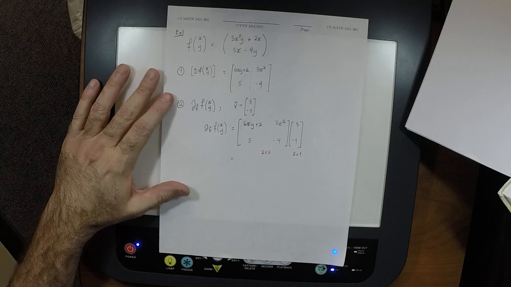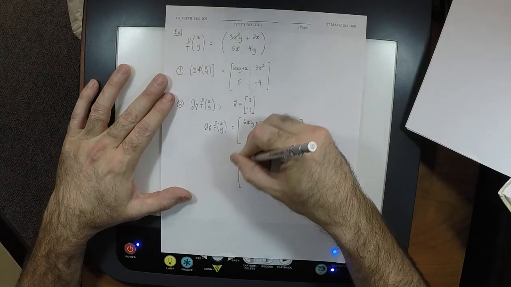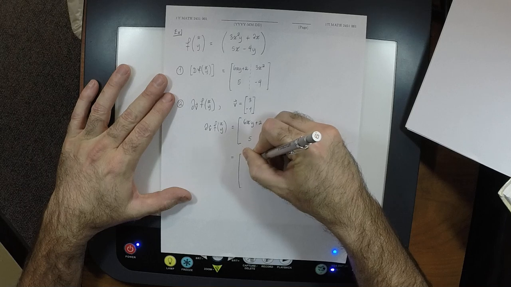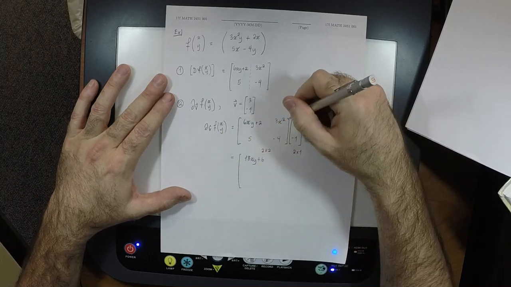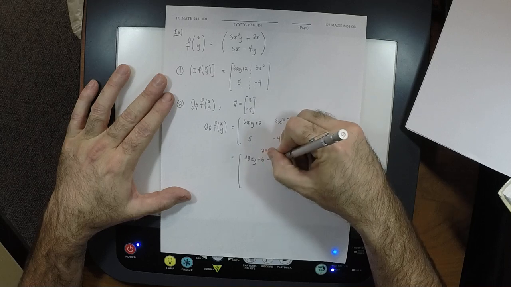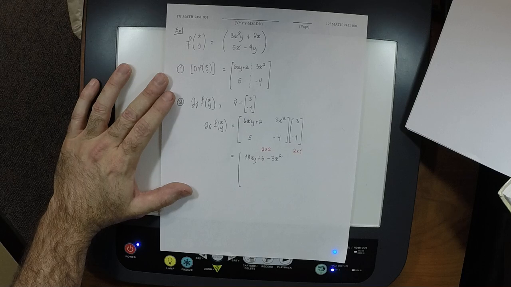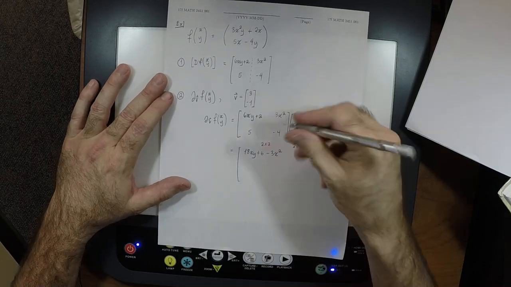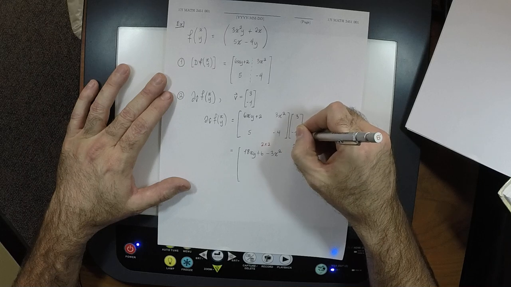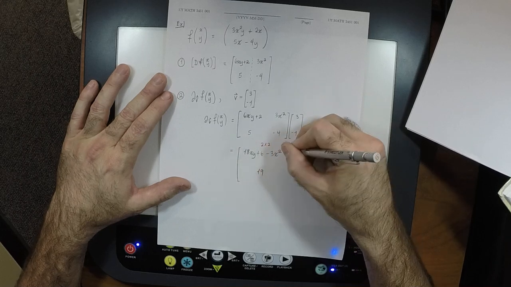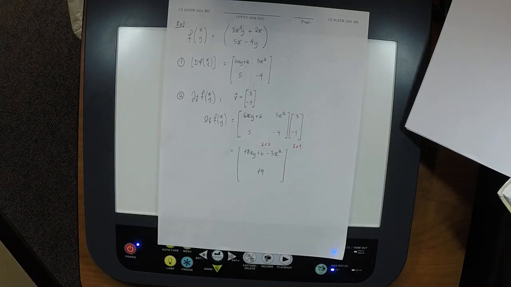Okay, so then that would be 18xy plus 6, and then minus 3x squared. So that's the first row, the first component. And then, this one's easy: 15 plus 4 is 19. Okay, good. Any question about this one?